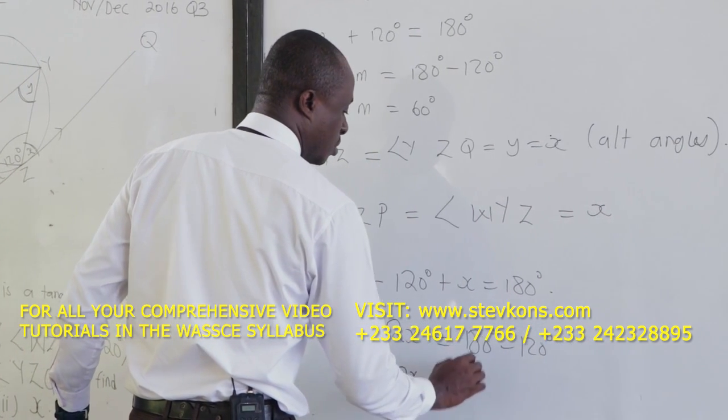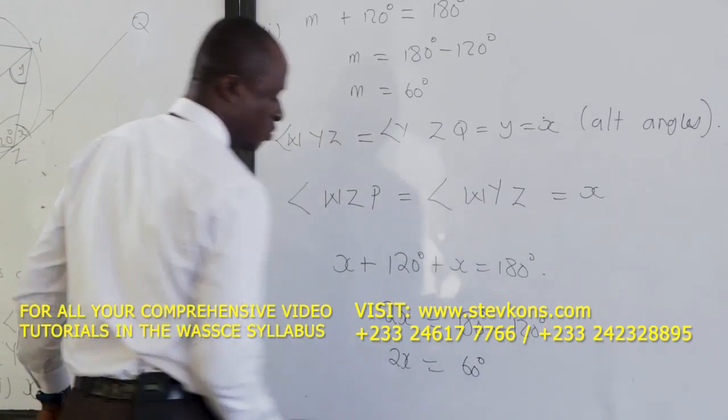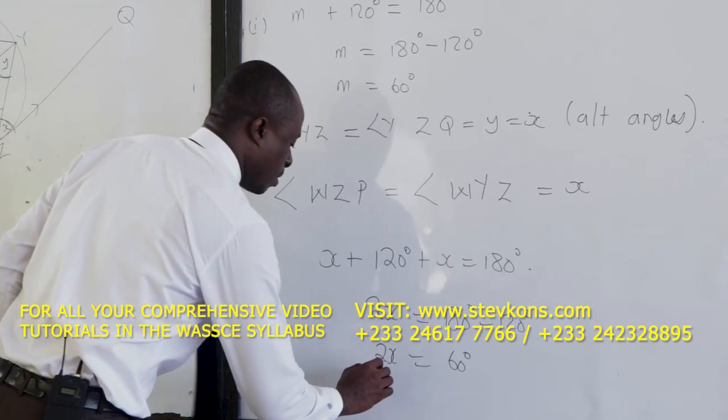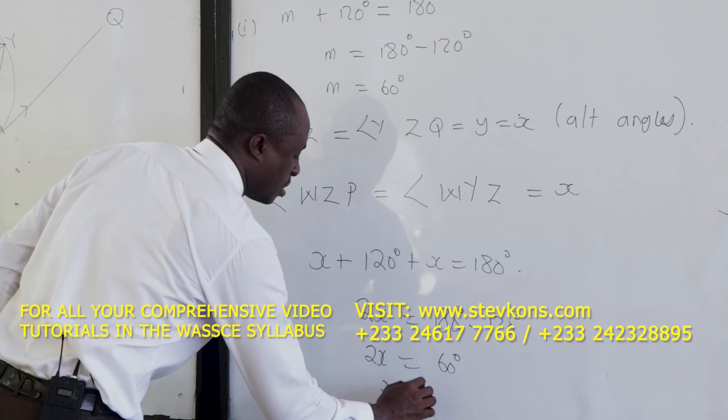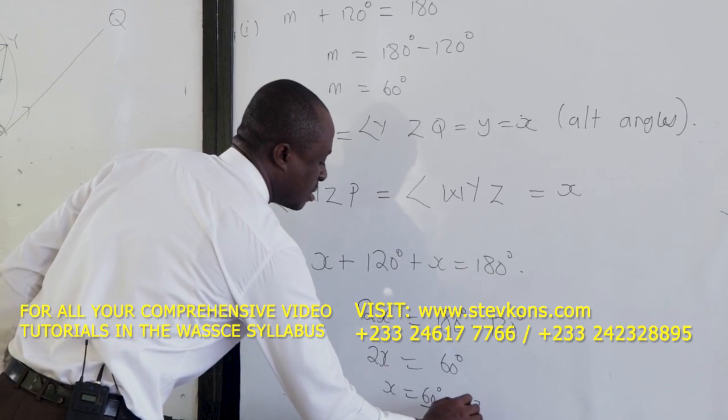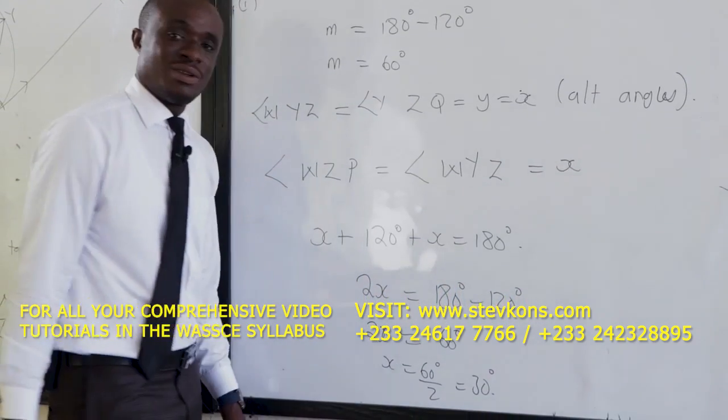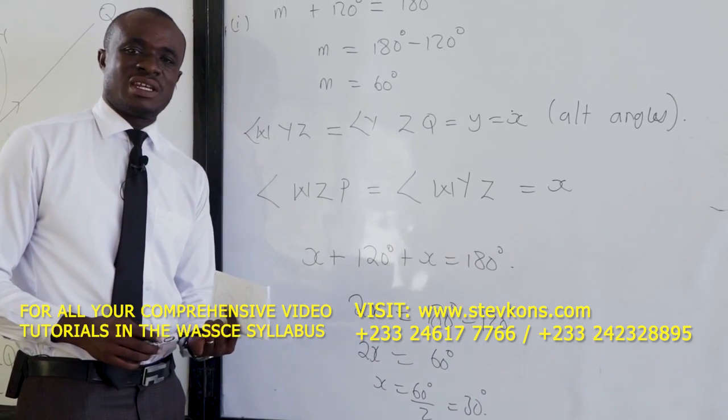2X is equal to 60. We want to find X, so we divide by 2. So X is equal to 60 over 2, and this is 30 degrees, which is very trivial. Let's consider the next question.